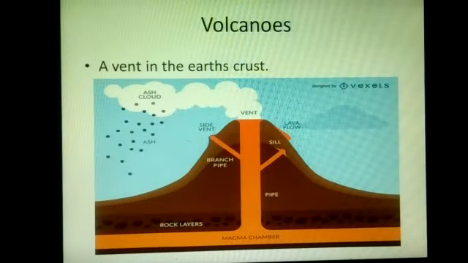Next we see volcanoes. A volcano is a vent or an opening in the earth's crust through which hot magma erupts. The opening is usually circular in shape.